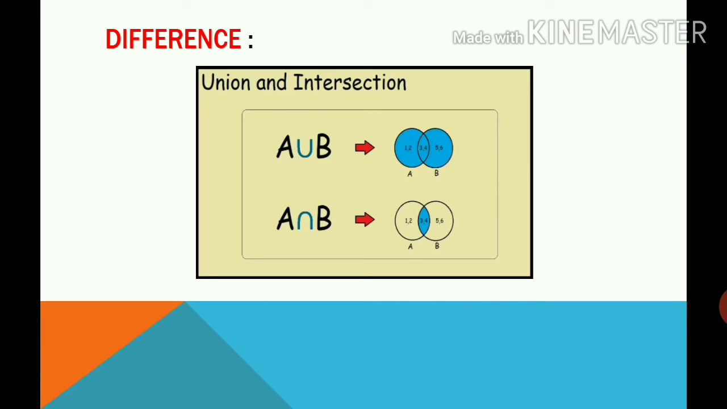But in A union B, you will write down all the elements as 1, 2, 3, 4, 5 and 6. And you will shade all the areas of set A and B together. So just keep in mind the difference. Union means combined, together, and intersection means common. Just remember these words and then you will be able to solve these sums easily.